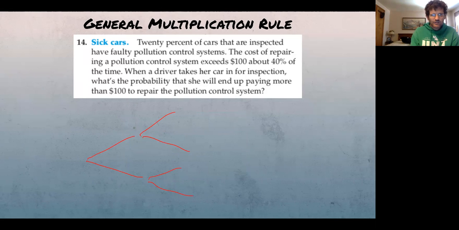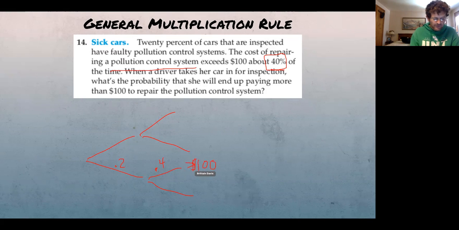On the condition that someone actually is flagged for a pollution control problem or faulty pollution control system, that happens 20% of the time. And then on the condition of that, this 40% is already a conditional probability, so that's where you might be getting thrown off. Already on the condition of repairing a pollution control system, you wouldn't go in if there's no problem, so we already have that condition met. And it exceeds $100 about 40% of the time. So this is the 40% of the time where it's over $100.